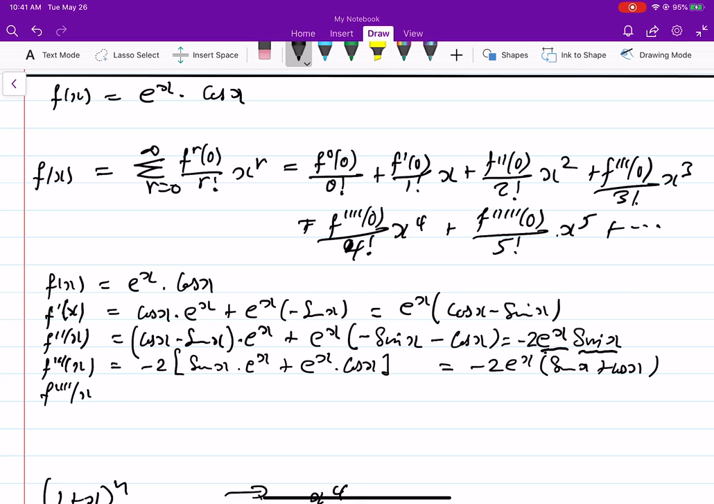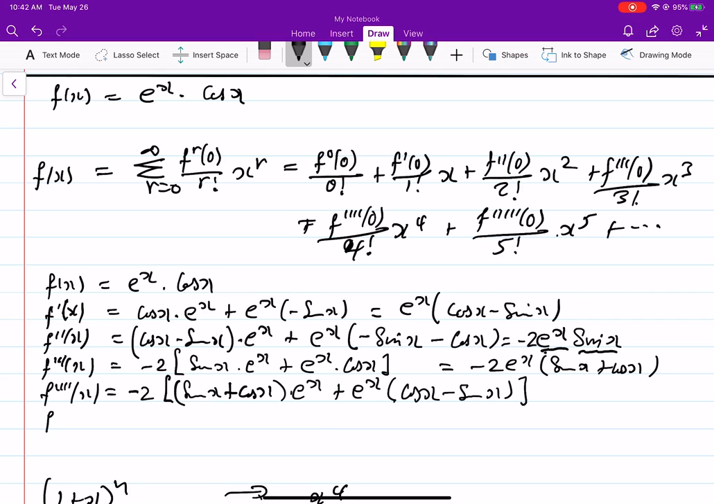F4 primes of x. Again, I'll put the minus 2 on the outside. Hold the second one fixed, sin x plus cos x. Differentiate the first, e to the x. Plus, hold the first one fixed. Differentiate the second. When you differentiate the second, differentiate the sin, you get cos. And differentiate cos, you get minus sin.